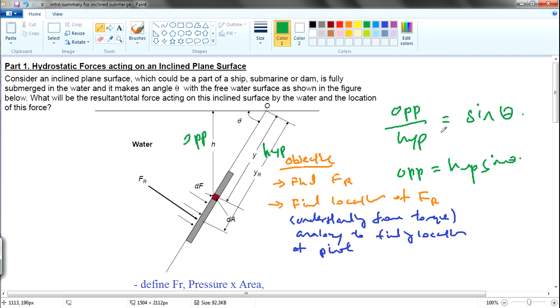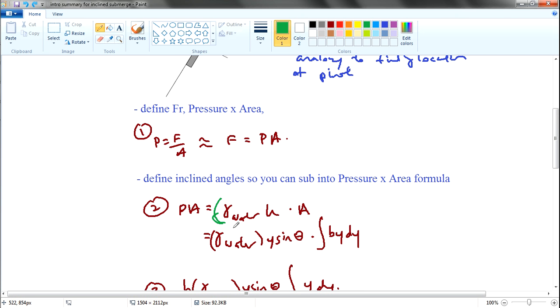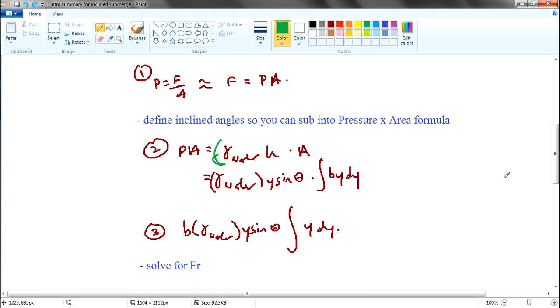hypotenuse times sine. If you remember, sine is opposite divided by hypotenuse. So the opposite is hypotenuse multiplied by sine theta, right? So this is why we have the equation over here. With this step, you will know that the opposite side, which is the H itself, can be re-represented in terms of y sine theta. So this actually is a proof.